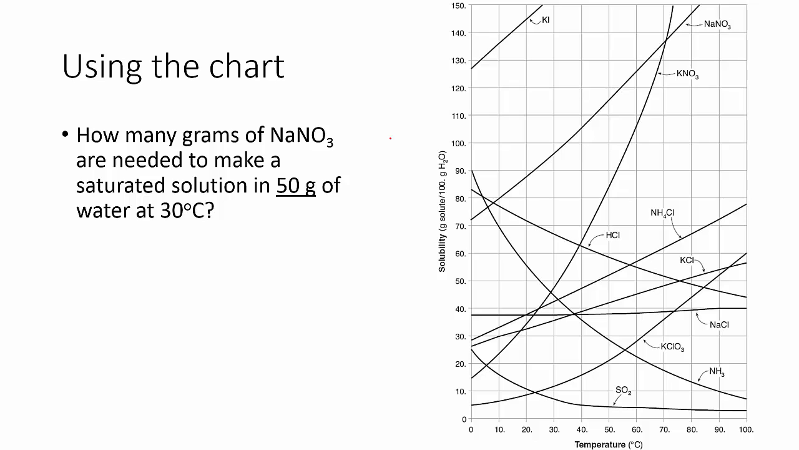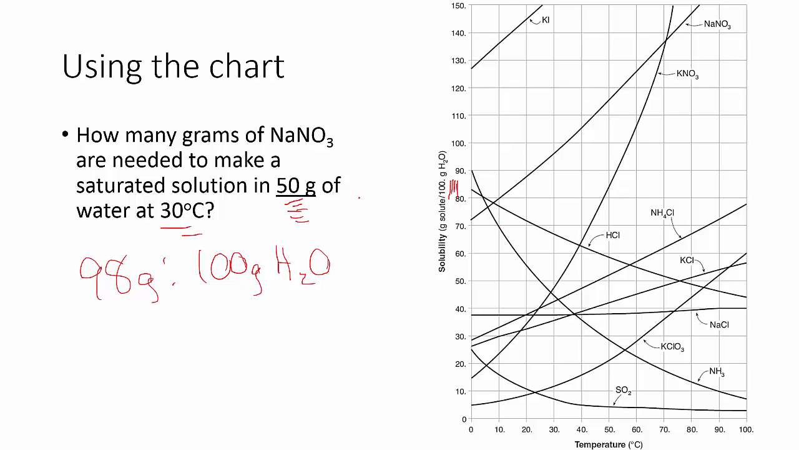So same kind of question, just a little different. So here it says the same thing. How many grams of NaNO3 are needed to make a saturated solution in 50 grams of water at the same temperature? So we said we needed 98 grams in 100 grams of water. Right? This 50 grams of water doesn't match our chart. Our chart is for 100 grams of water.